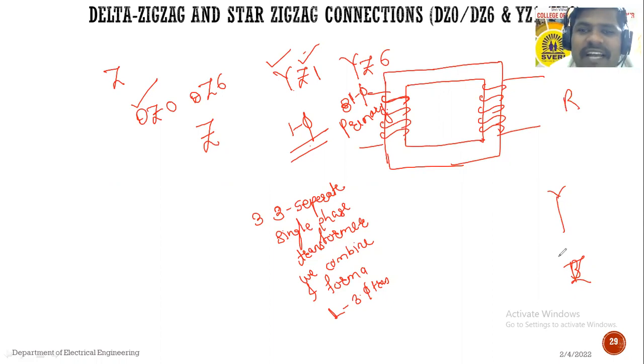Now in case of zigzag connection, one difference is very much important. In case of zigzag connection, there are 2 separate windings in each phase on the secondary side. What I am telling is, on the secondary side of each phase, there are 2 windings. Then how many windings are on the secondary side in case of zigzag?